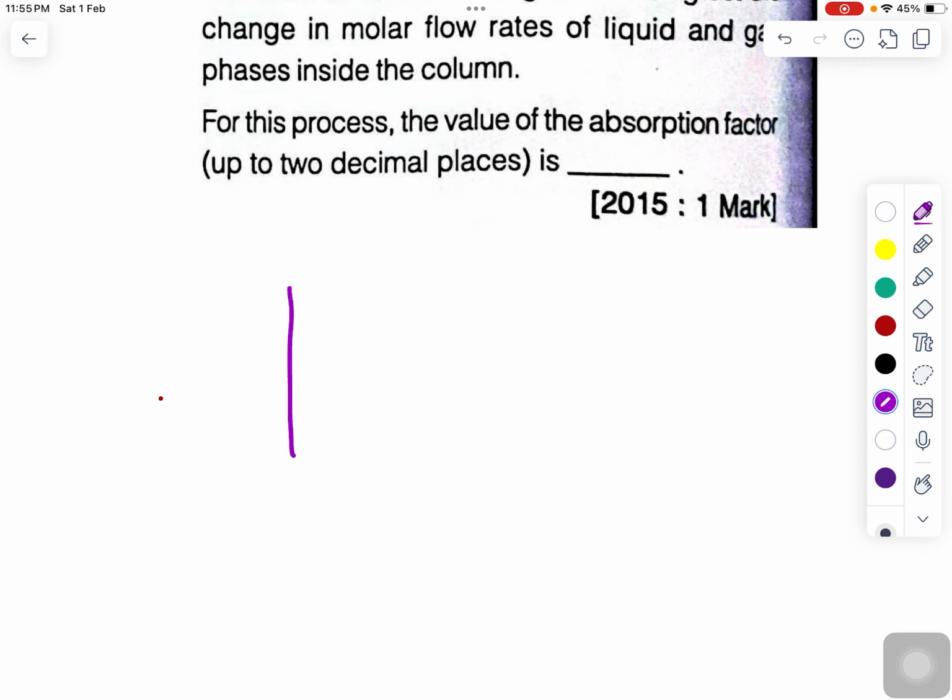So first try to understand what is happening here. So this one is a tower, okay? So if I am assuming this one is first point and this is second point. So here benzene air mixture is introduced here, inlet.